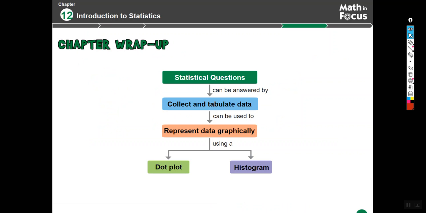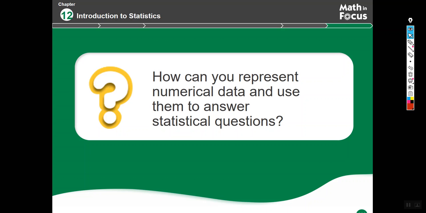Statistical questions can be answered by collecting and tabulating data. So is it something that you can collect data on and tabulate things from? And then can I make a histogram or a dot plot or bar graph or something? Can I represent it graphically? And here it suggests dot plot or a histogram. And once again, we're back to this. The central question of this chapter is how can I represent numerical data and use them to answer statistical questions? And it's not always the best idea to use a dot plot and a histogram. They're not really interchangeable. They have very specific purposes in the types of data that they represent. Okay, so it's a very important distinction.